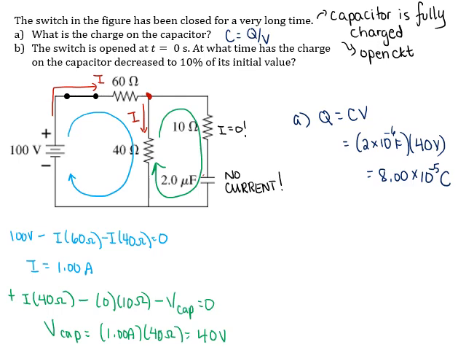Okay, the next part says we open the switch at t equals 0 seconds. At what time has the charge of the capacitor decreased to 10% of its initial value? So it's almost fully discharged, but not quite. So let's see if we can figure out that time next.